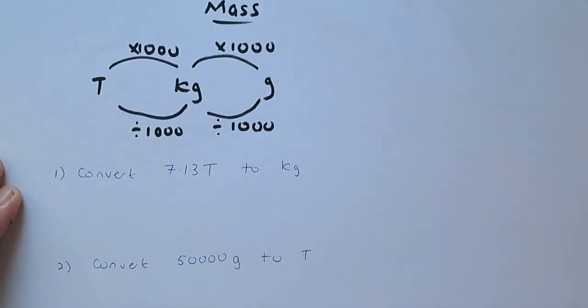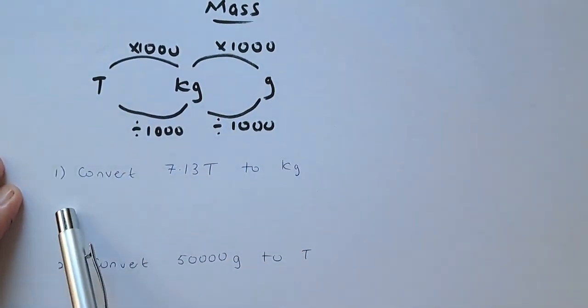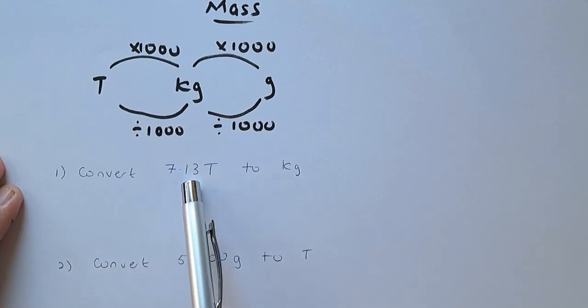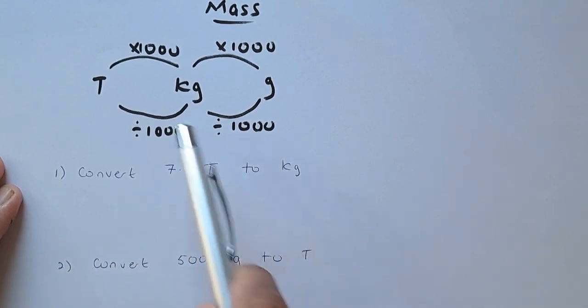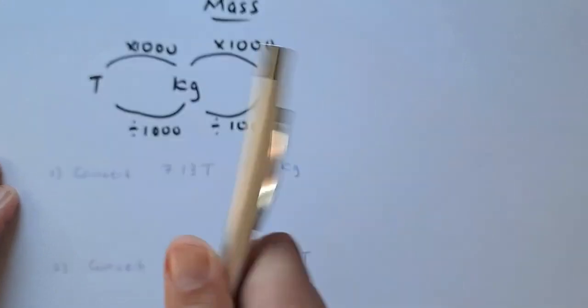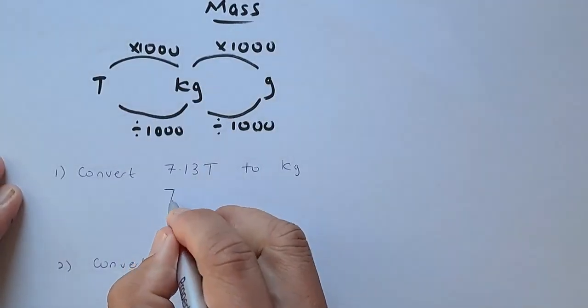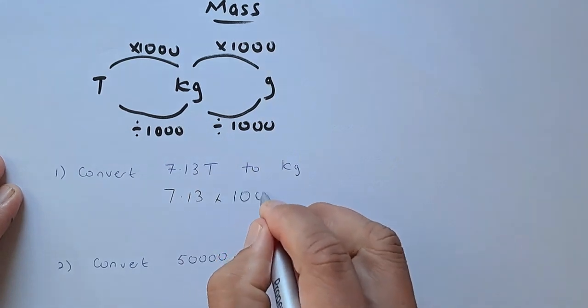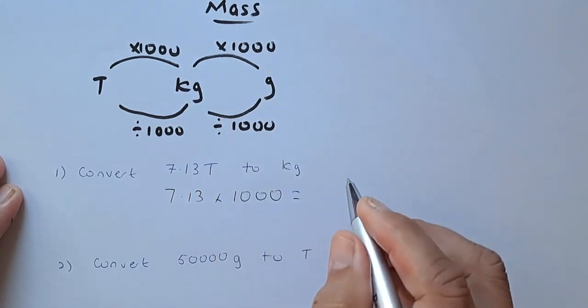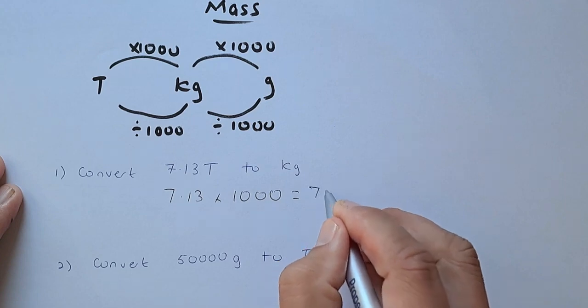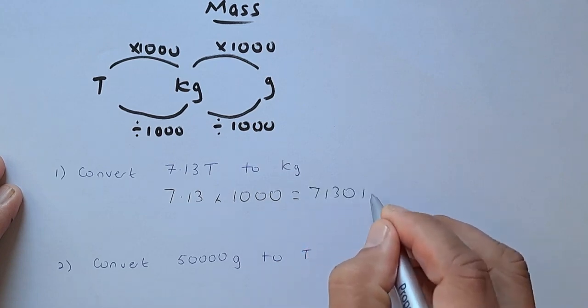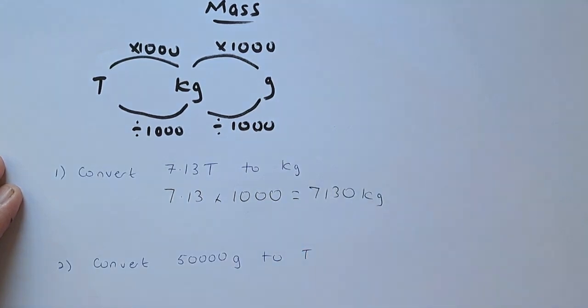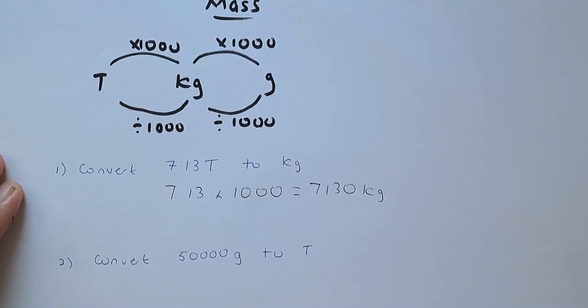So let's look at another two examples. We are going to convert 7.13 tons to kilograms. You are here, you want to move here. You take that number 7.13, multiply by 1,000, and you get the answer straight away: 7,130 kilograms.